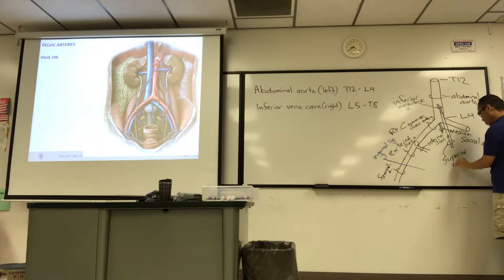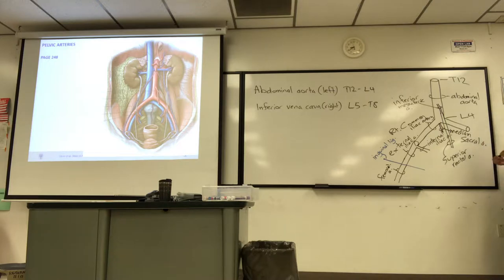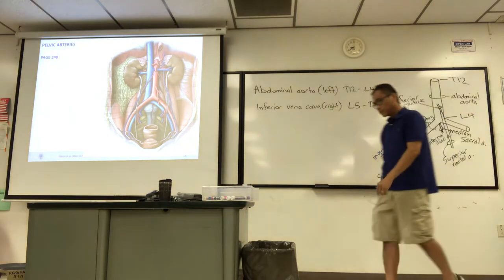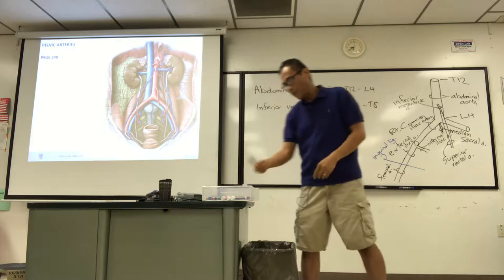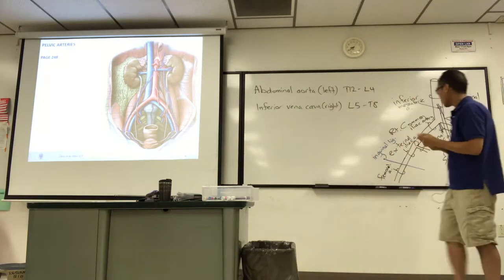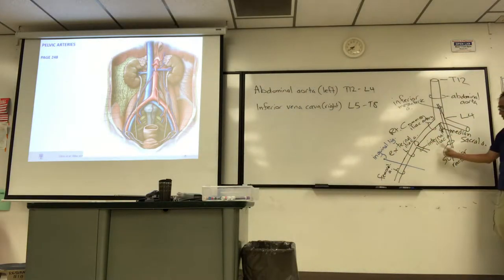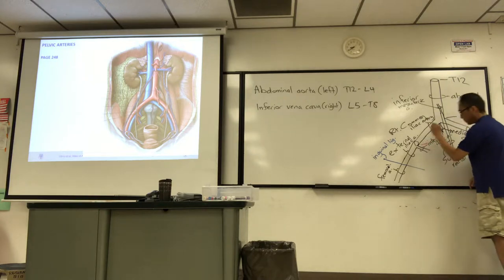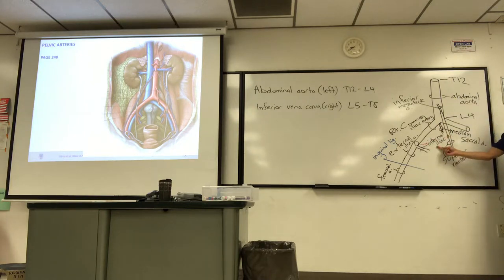Superior rectal artery. So let's keep track of all the arteries here. Let's just talk about the ones that enter the pelvis. Internal iliac artery, that enters the pelvis. Now, how many do you have? Two. So that's two arteries that enter the pelvis.